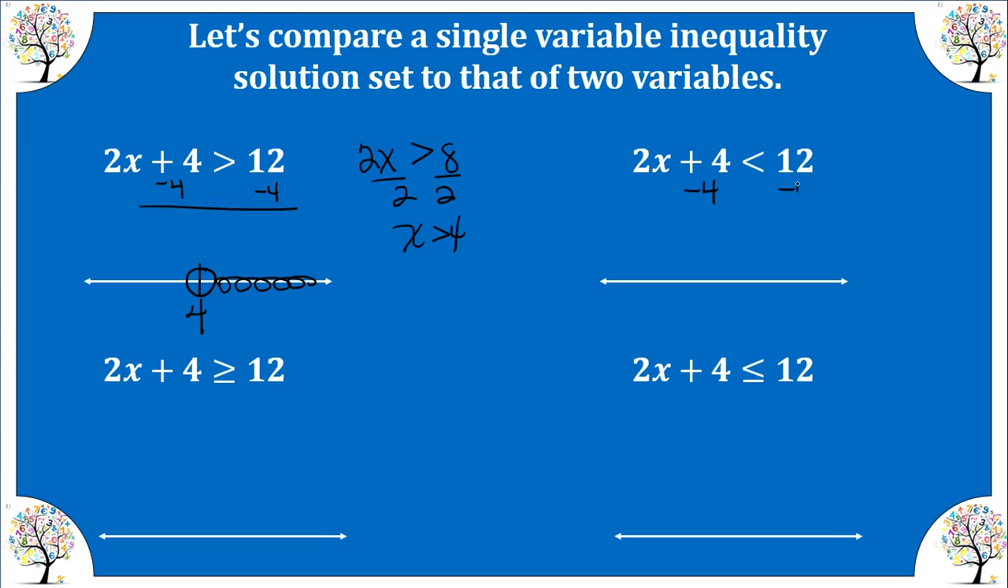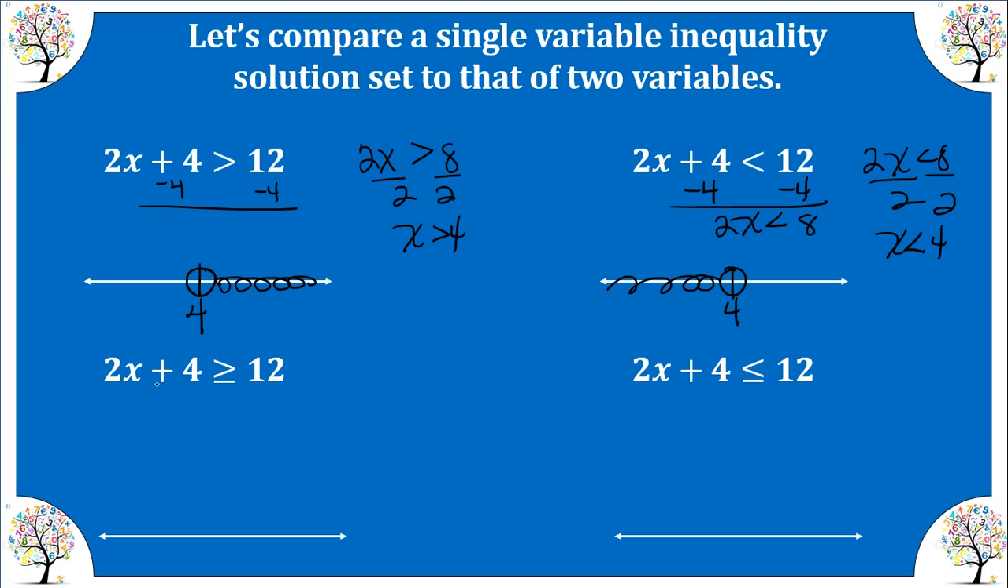Here we have our same inequality, except the symbol is less than. We have x is less than 4. When we graph this, again, our boundary number is open because it's not included. Our solution does not include 4. And then we shade to the left because it's less than. So the lower half is shaded.